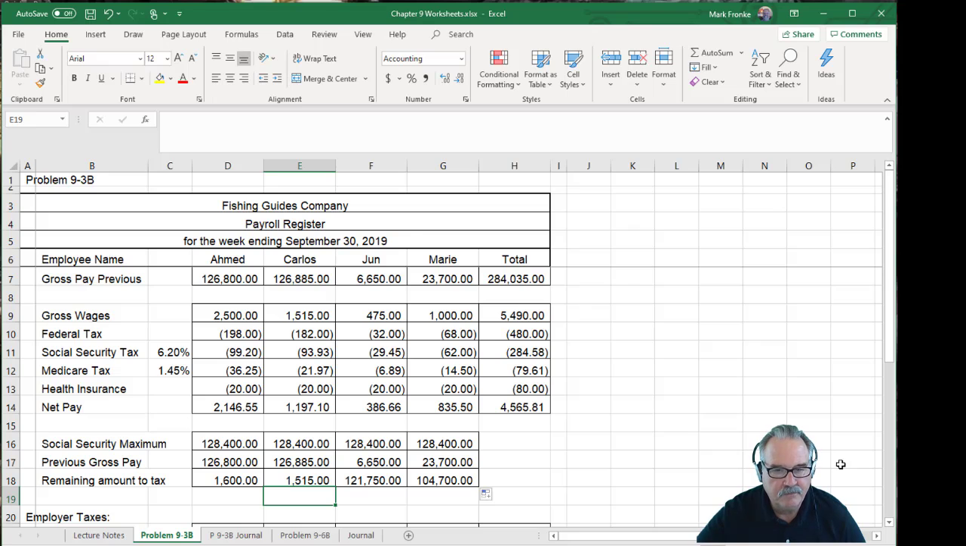Now, the way that payroll gets recorded, we have, again, these gross wages, $54.90, and then all of these taxes and the net pay. So the gross wages is going to be a debit, and all of these other items, the federal tax, Social Security, Medicare, health insurance, and the net pay will all be liabilities. So let's go over to the journal, and we're going to make this journal entry to record this payroll.